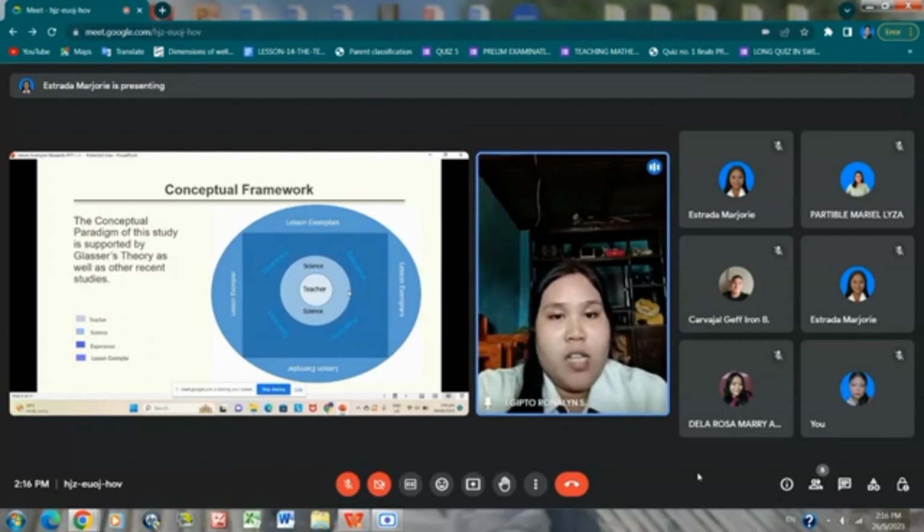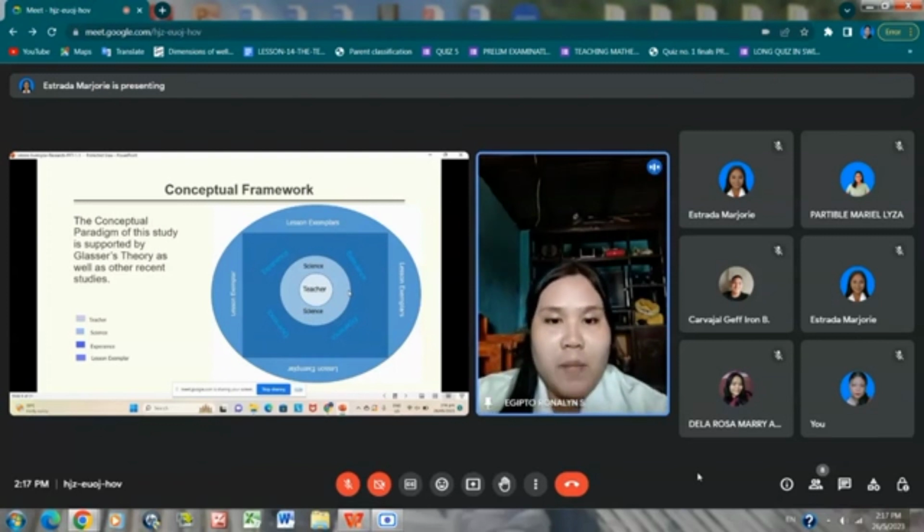And last one, number 4, is the navy blue, teacher. The teacher is represented by the larger circle of our conceptual paradigm in figure 1 because it shows teachers would enhance their instruction using these lesson exemplars.